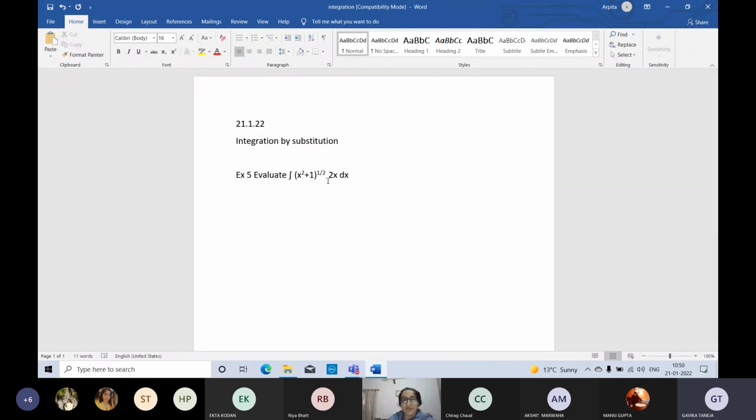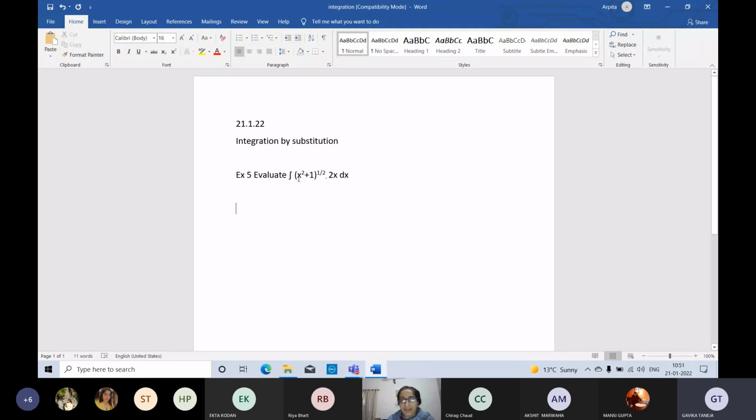Can you tell me what is the differentiation of x square? What is the derivative of x squared? Anyone? Ma'am, 2x. Right, which I already have in the question. What I'm trying to tell you is how are you going to know what to substitute, and why are you going to substitute? How is it going to make the solution easy for you?